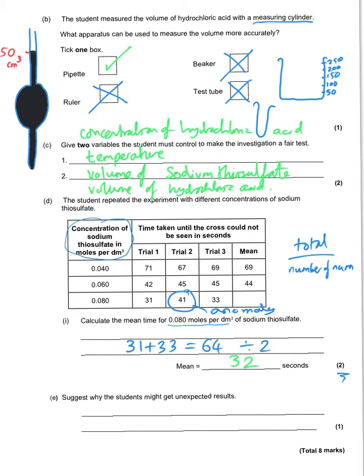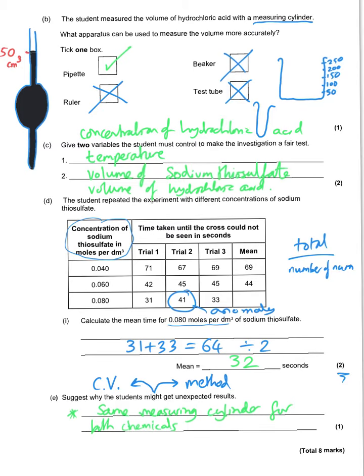And finally, suggest why the student might get unexpected results. Now, this is down to one of 2 things. First of all, they might not have controlled their control variables properly, or they might have done something in their method that is inadvisable in terms of achieving accurate results. So, for instance, if they use the same measuring cylinder for both of their different chemicals, then this would lead to a very, very odd result. And this is, of course, going to lead to an anomaly.